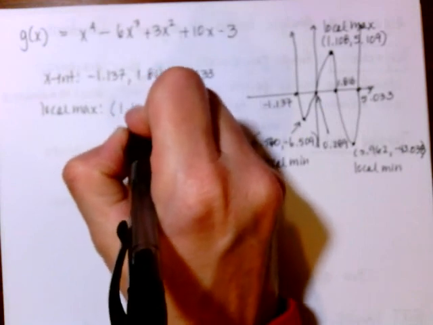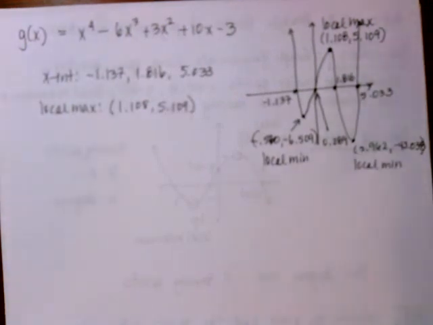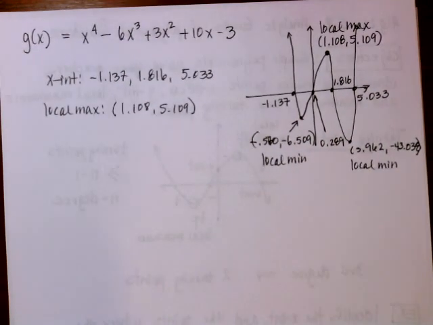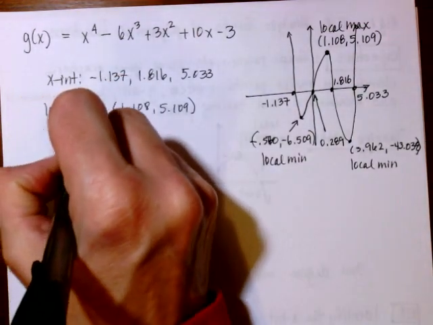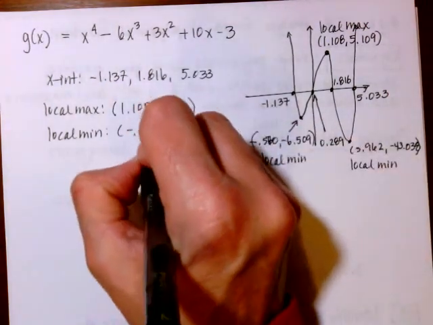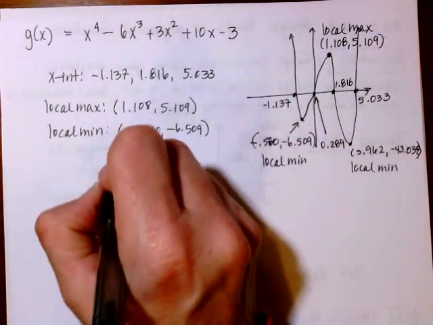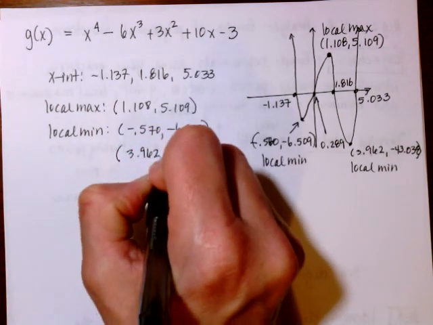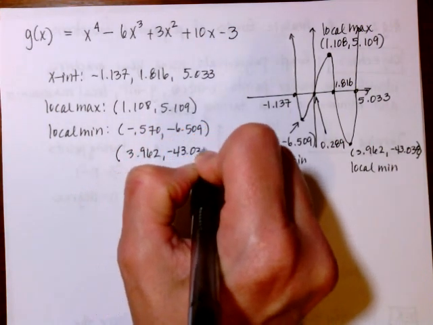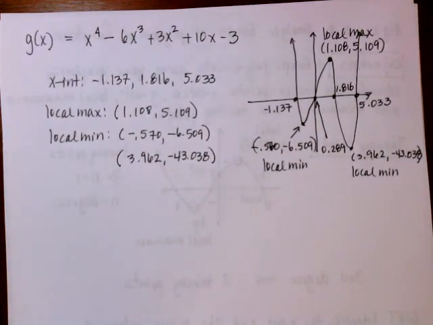And that one is (1.108, 5.109). Only had one local maximum. Boy, that's out of focus. That's better. And then my local minimums, I had two. I had the first one, (negative 0.570, negative 6.509). And then I had another one at (3.962, negative 43.038). Alrighty, so I think that gives you a pretty good idea about how to find all of the zeros.